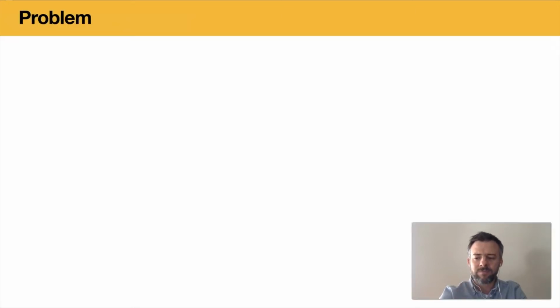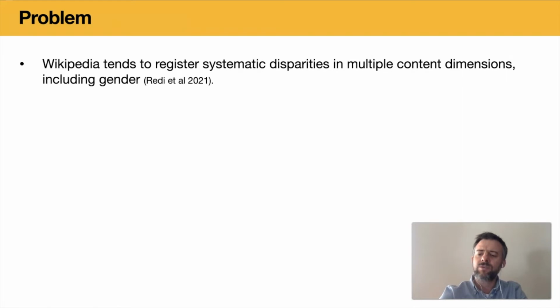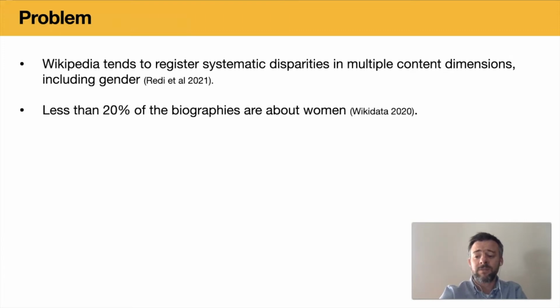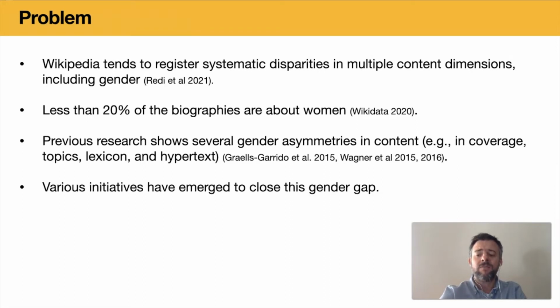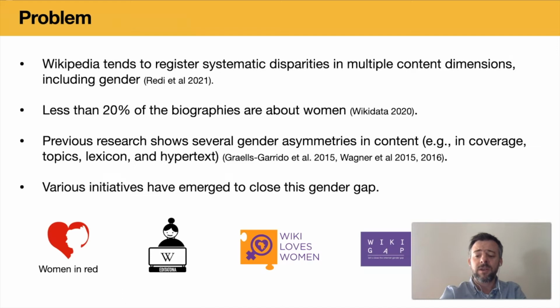What is the problem? Wikipedia tends to register systematic disparities in multiple content dimensions, including gender. For example, less than 20% of the biographies are about women. Previous research shows several gender asymmetries in biographical content, in coverage, topics, lexicon, hypertext, and other dimensions. That is why various initiatives emerged to close this gender gap.